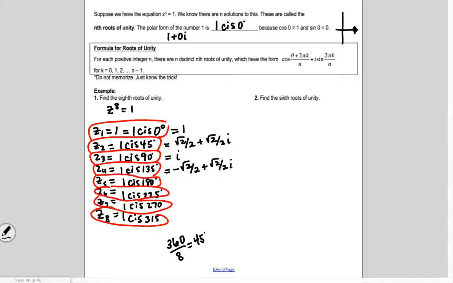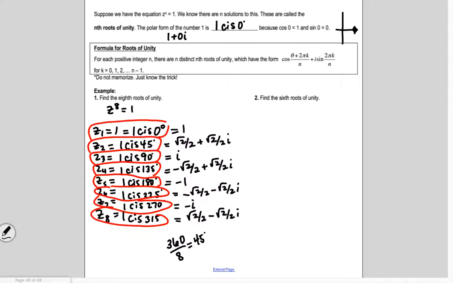Nick, you with me? Does this make sense? Do you see all these? So you could get all these. 180 is negative 1. This next one is negative and negative, so negative root 2 over 2 minus root 2 over 2 i. This one's negative i, and this one's positive root 2 over 2 minus root 2 over 2 i. That's the 8 solutions of z to the 8th equals 1. Cool?